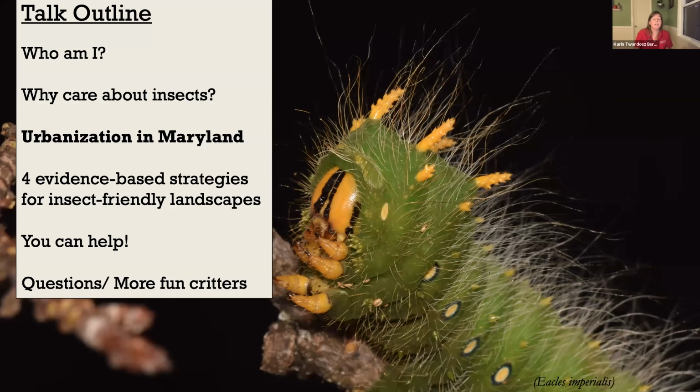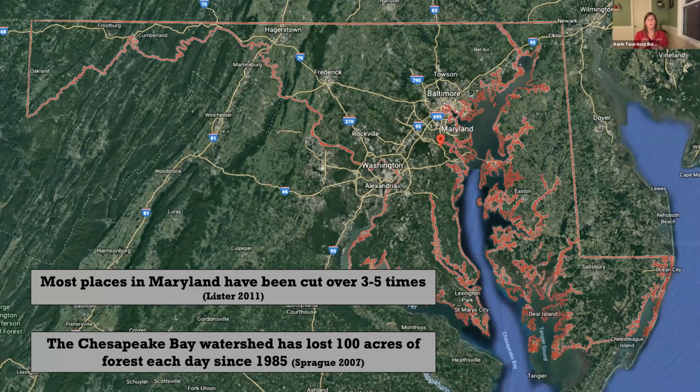But I think it is reason to be concerned, and we have some similar urbanization patterns in Maryland that might make us believe that we could be seeing some of these same declines here as well. So most places in Maryland have been cut over 3 to 5 times over the past 500 years or so. And the Chesapeake Bay watershed is losing about 100 acres of forest every day since 1985.